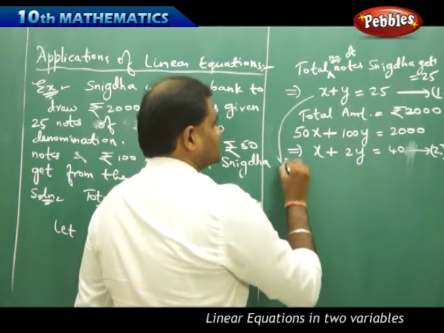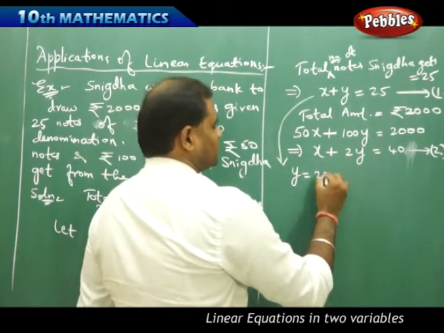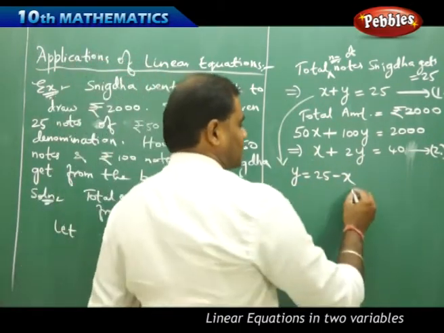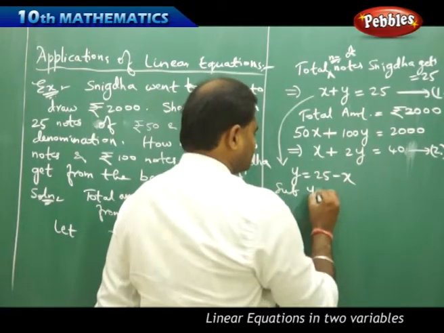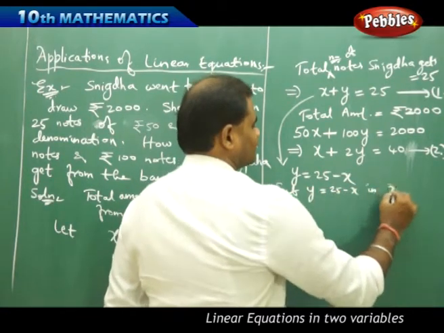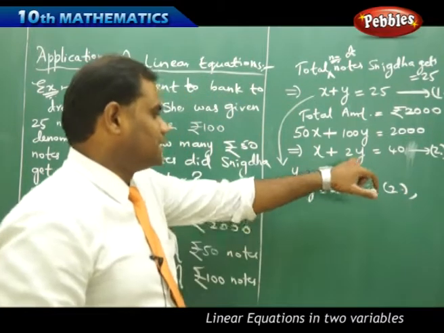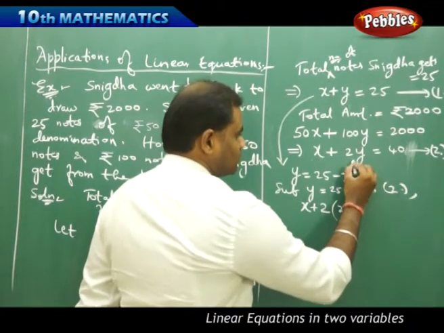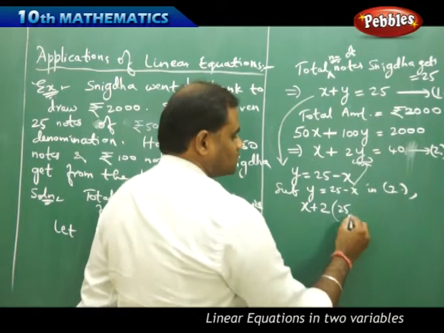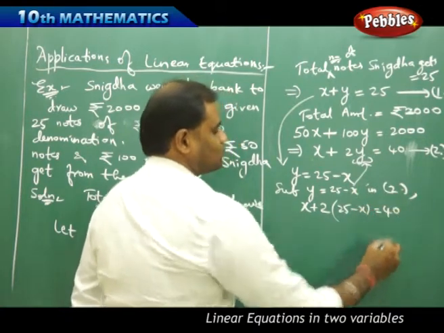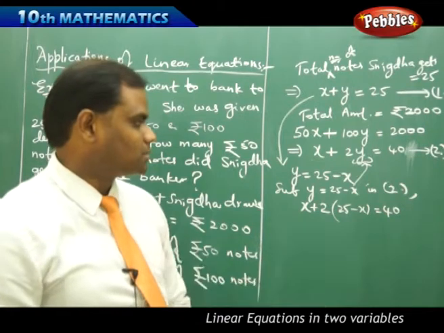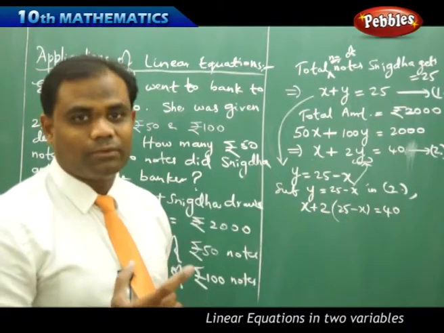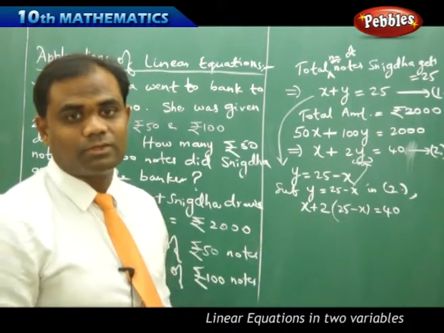So from equation 1, Y is 25 minus X, because I bring X to the right. And substituting this Y in equation 2, I clearly get X plus 2Y, and in place of Y I have 25 minus X, which is equal to 40. Now this is reduced to a linear equation in one variable X, which is very easy to simplify.